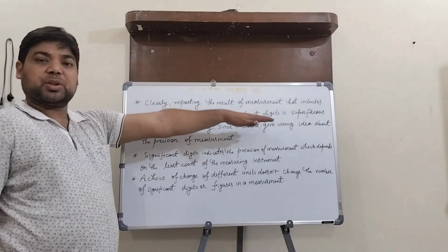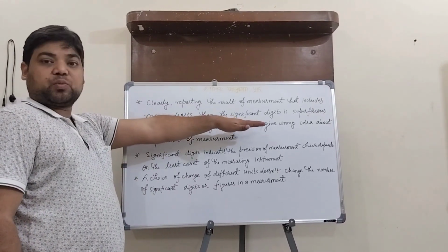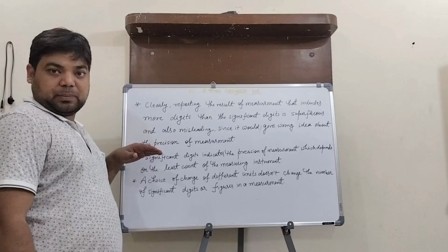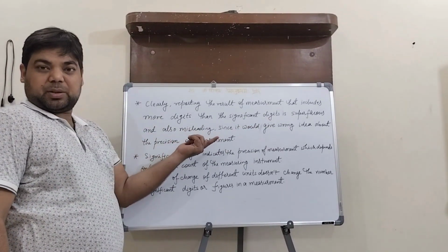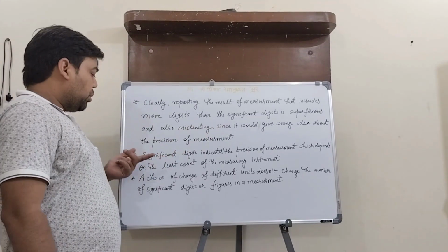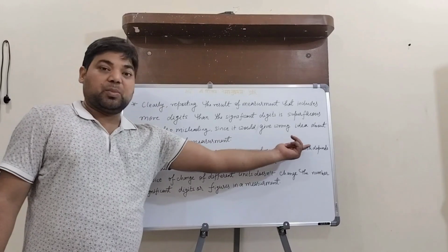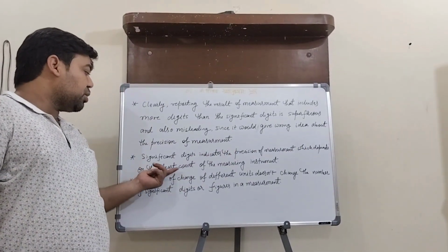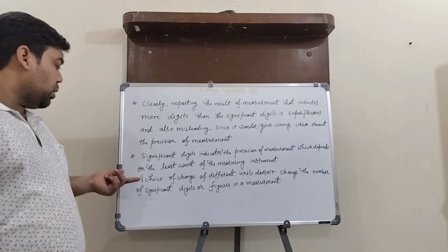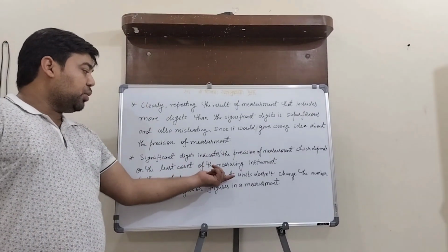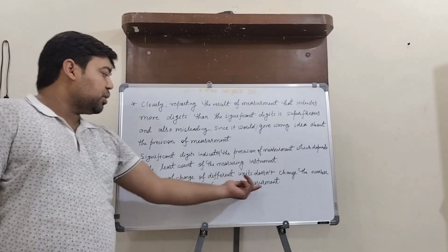Clearly, reporting the result of a measurement that includes more digits than the significant digits is superfluous and also misleading, since it would give a wrong idea about the precision of measurement. Significant digits indicate the precision of measurement, which depends on the least count of the measuring instrument. Also, a change of units doesn't change the number of significant digits in a measurement.